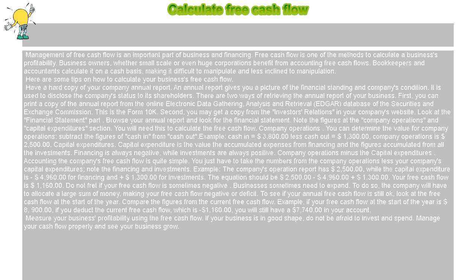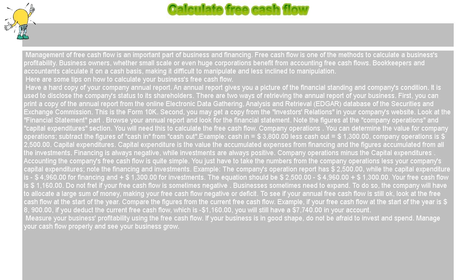Businesses sometimes need to expand. To do so, the company will have to allocate a large sum of money, making your free cash flow negative or deficit. To see if your annual free cash flow is still okay, look at the free cash flow at the start of the year. Compare the figures from the current free cash flow.